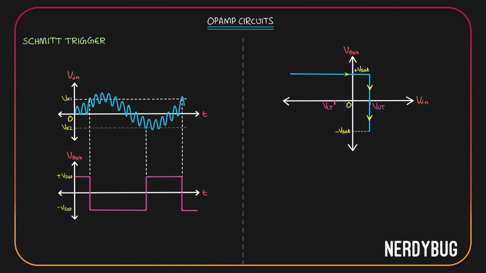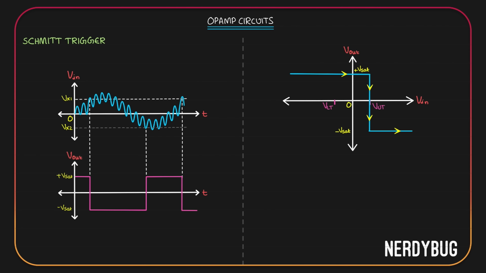Let us say input increases further. Does the output change? No, because now the output is negative Vsat. That means lower threshold voltage is the reference voltage. Output is negative Vsat, so next time output switches is when input becomes less than the reference voltage, which is the lower threshold voltage. So if input increases, output will be constantly at negative Vsat.